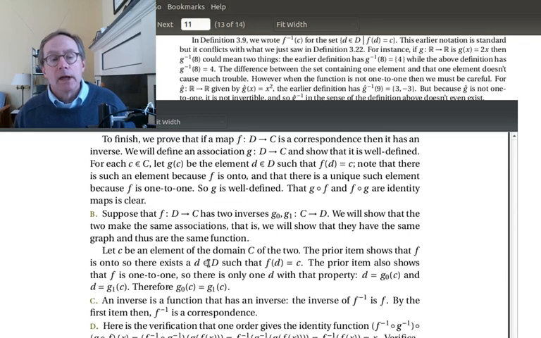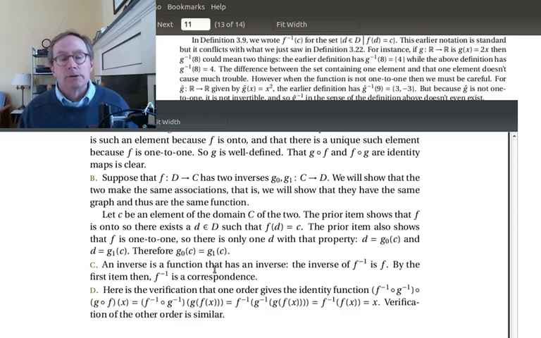Part C: the inverse of a correspondence is a correspondence. These are sort of getting a little smoother as you go from top to bottom. Suppose you have a function and it has an inverse. Well, the inverse itself has an inverse, namely the original function. The inverse of f inverse is f. We've already shown that a function with an inverse must be a correspondence, so that means that f inverse is a correspondence.